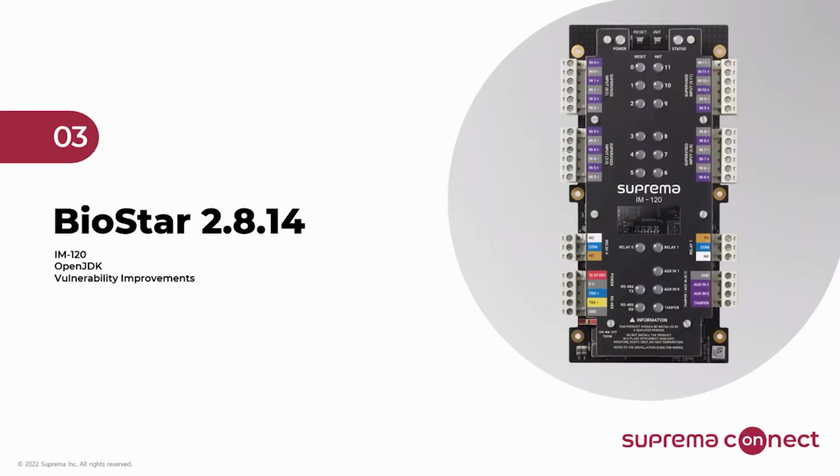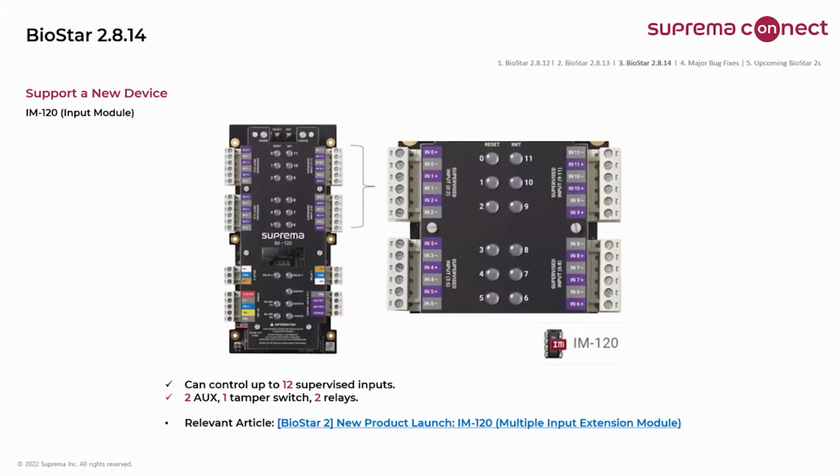The third chapter is BioStar 2.8.14. This version incorporates many new features, improvements, and bug fixes. The main items are supporting IM120 and OpenJDK and improvements of the vulnerability issues. IM120 is an input module introduced by Suprema and supports multiple inputs and multiple relays.